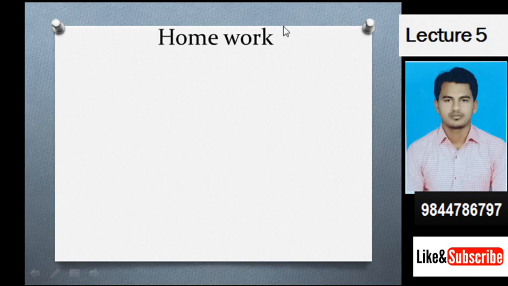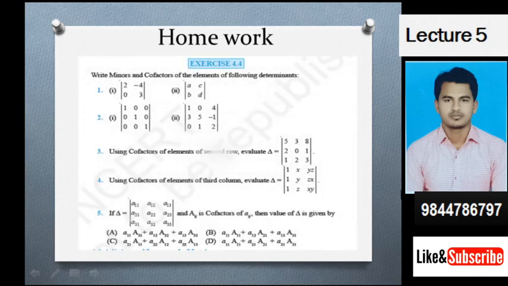So this is homework. Find the minors and cofactors of the elements of the following determinants. You can calculate each and every element of minors for 2 cross 2. Similarly 3 cross 3. You can also calculate the minor of this element. Don't forget to write here it is 0. Don't leave the value. You can also calculate the minor of 0.